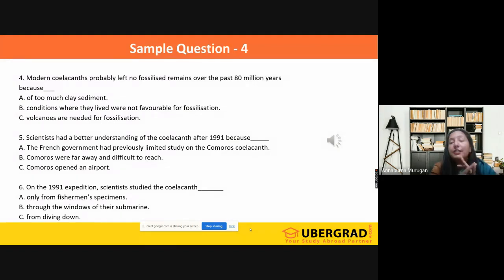The fourth question is asking, why did the modern sea not produce this fossilization? The reason. What is the fifth question asking? The fifth question is asking, what is the favorable condition under which the scientists were able to better understand the sea, post 1991? And what is the sixth question? When the 1991 expedition was going on, scientists studied the sea something. So what is that?